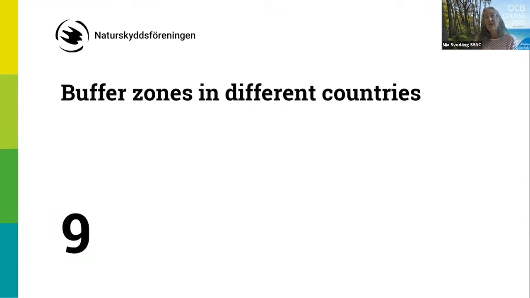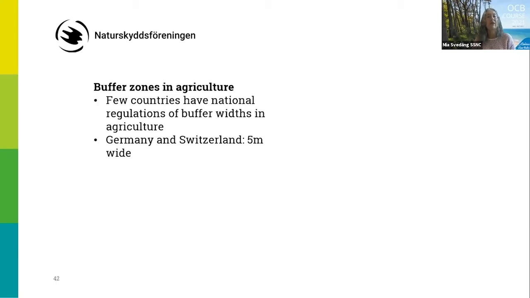Well, I will finish by talking a little bit about buffer zones in different countries, and I cannot say very much, but I can say a few words at least. If you look at buffer zones in agriculture, there are few countries that have national regulations of buffer widths in agriculture. There are some countries, however, Germany and Switzerland, that have requirements for 5-meter wide buffer zones. In Sweden, there are no requirements. There are recommendations, but no requirements about buffer strips in agriculture.